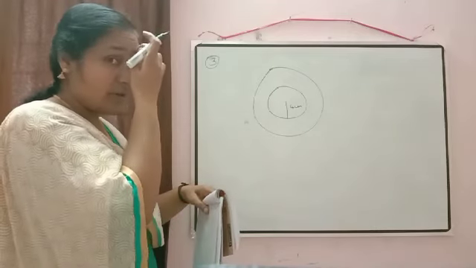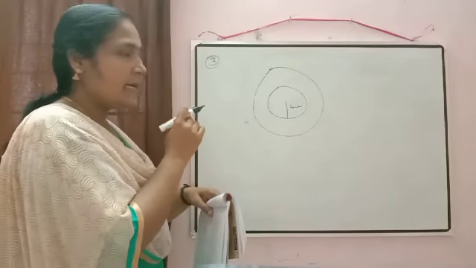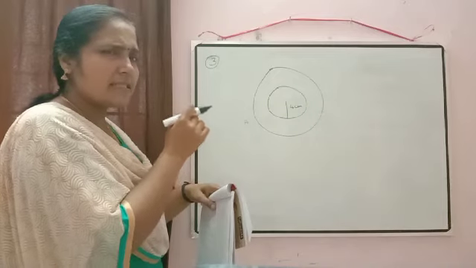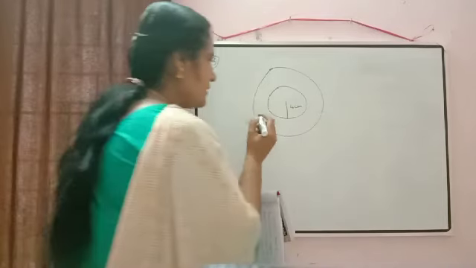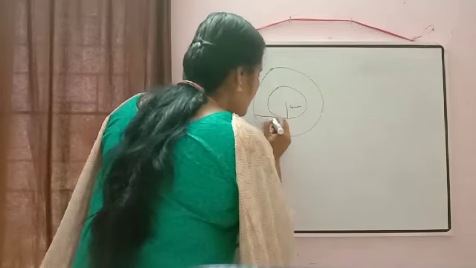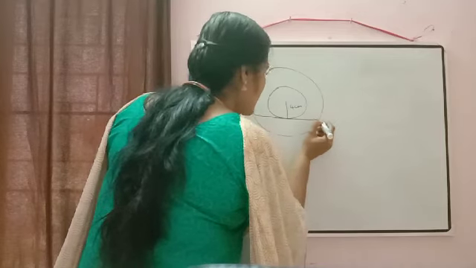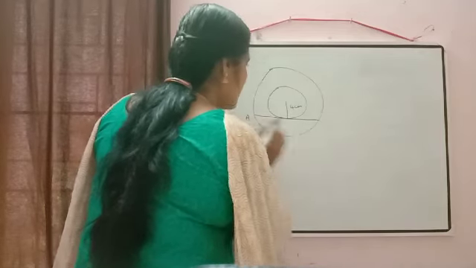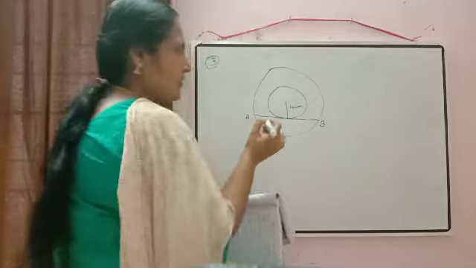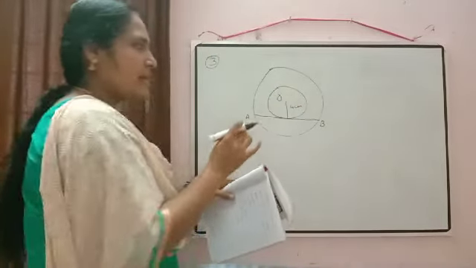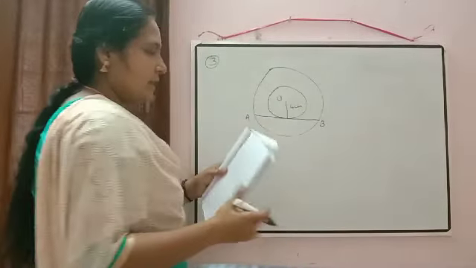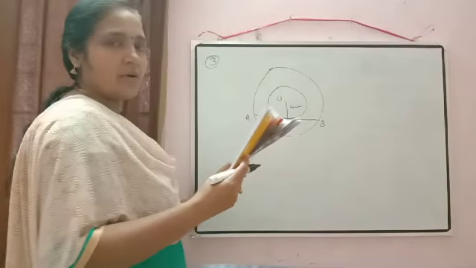So you have to draw the chord for the larger circle in such a way that it should touch the smaller circle. So we can draw in this way, a chord which touches the smaller circle. So AB we have taken as a chord. Here center we can mark as O there. Now we have to find the length of this chord there.